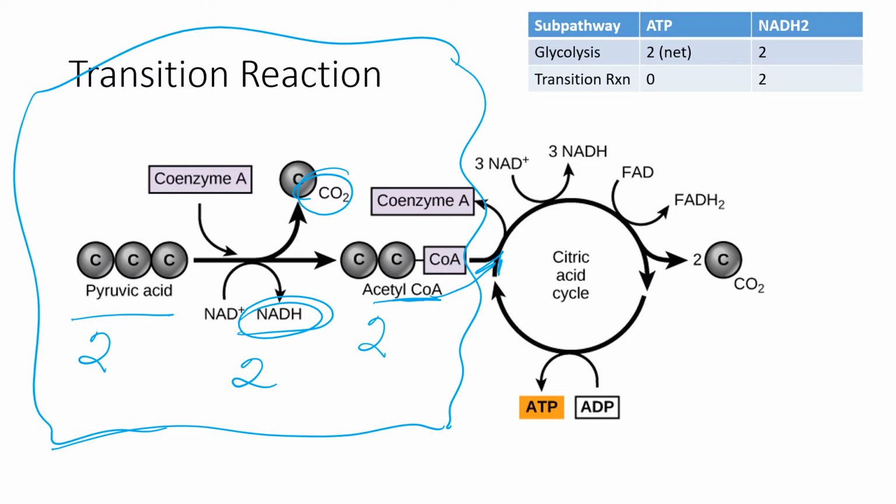So keeping track of our chart at the bottom of your notes page, we've made 2 ATPs during glycolysis, 2 NADH2s during glycolysis. We don't make any ATP in the transition reaction, but we do make 2 NADH2s.